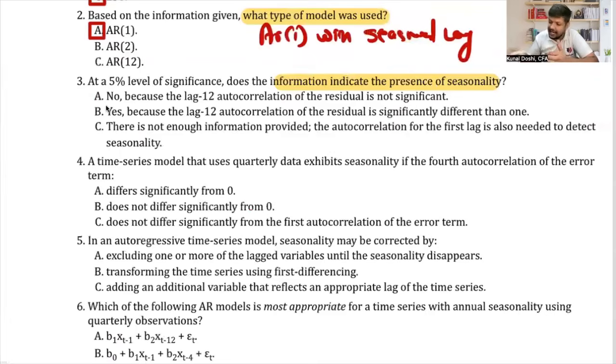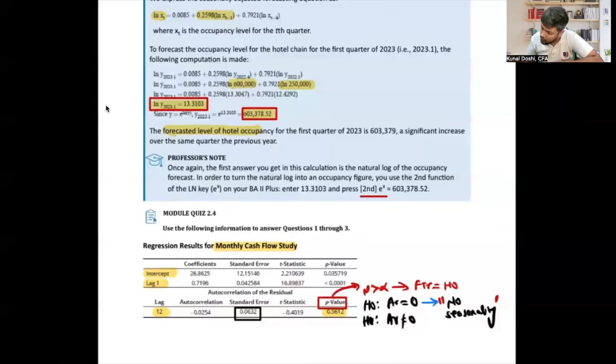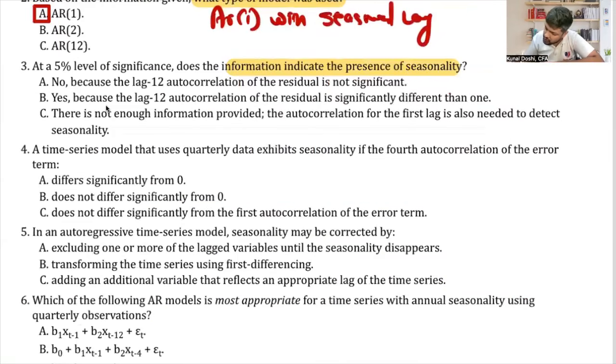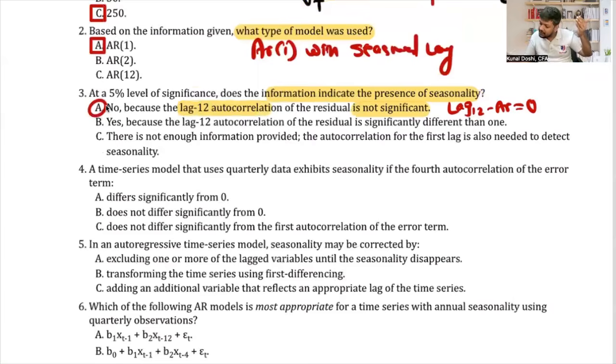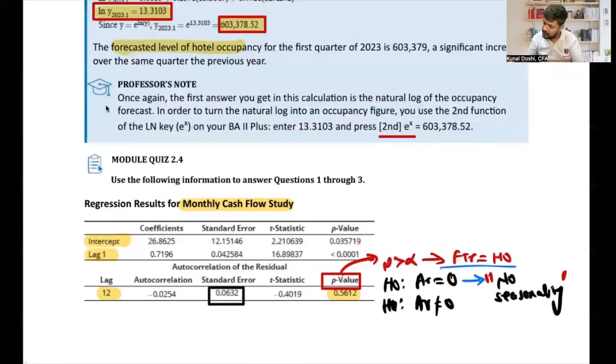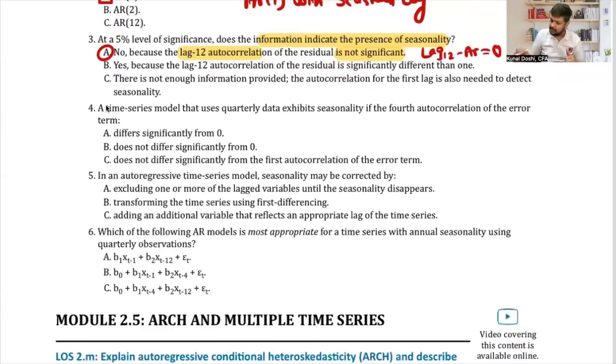Next. At 5% significance, does the information indicate presence of seasonality? First of all, did we get seasonality? We concluded that there is no seasonality, right? The answer should be A. No, because the lag 12 autocorrelation of residual is not significant. Lag 12 autocorrelation is equal to 0, insignificant. Therefore, there is no seasonality, because we fail to reject the null, looking at the p value. So there's no problem of seasonality here.